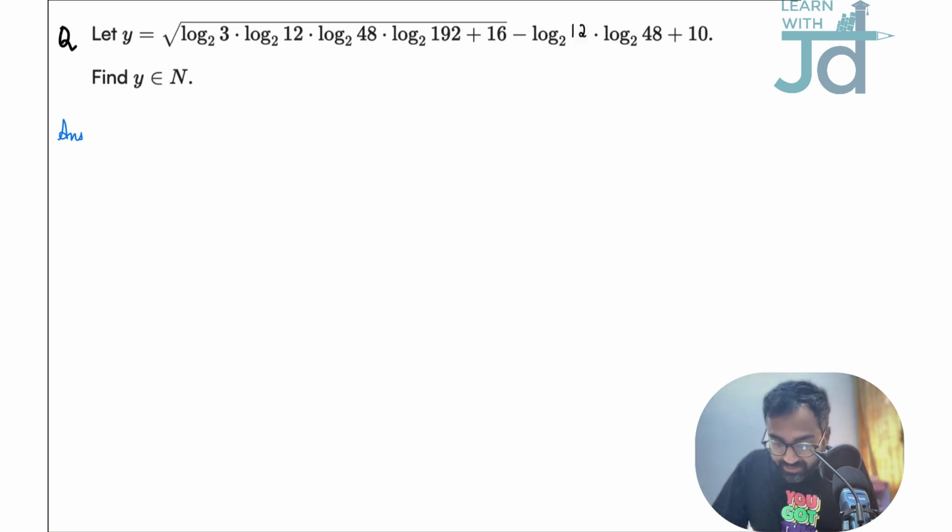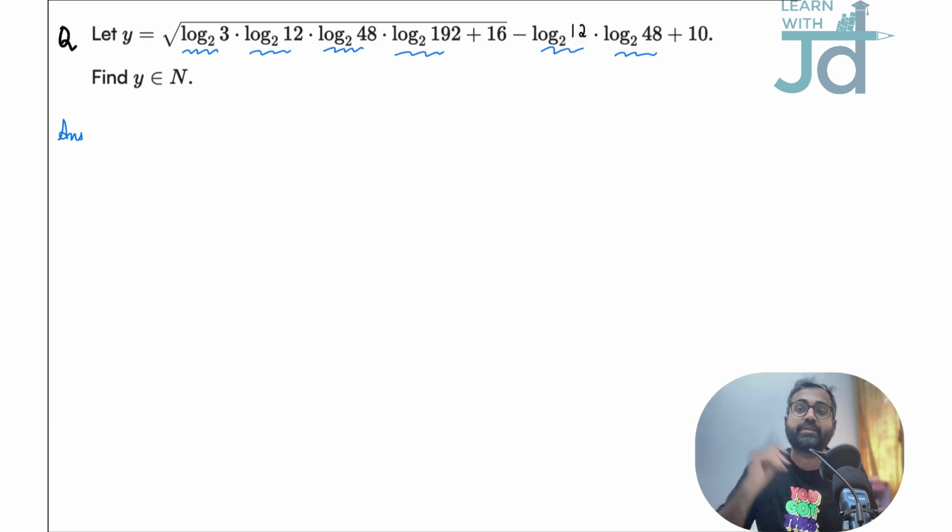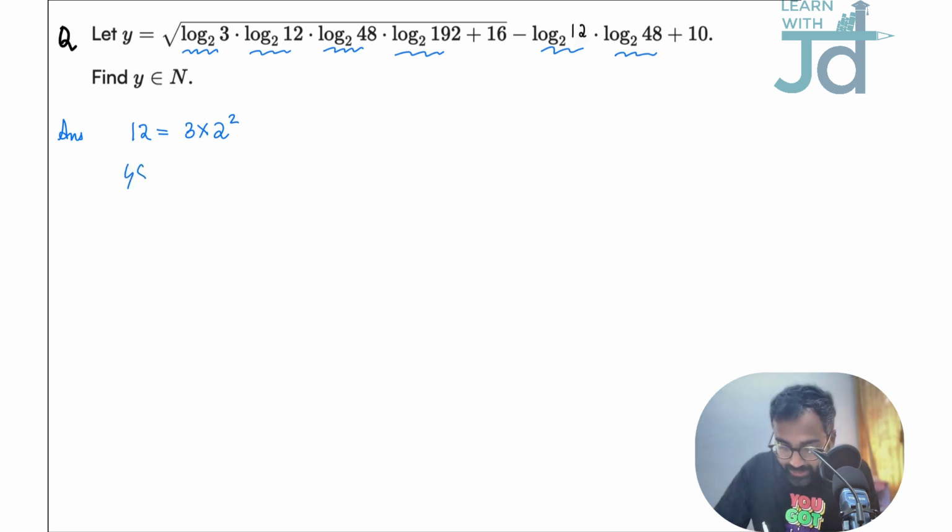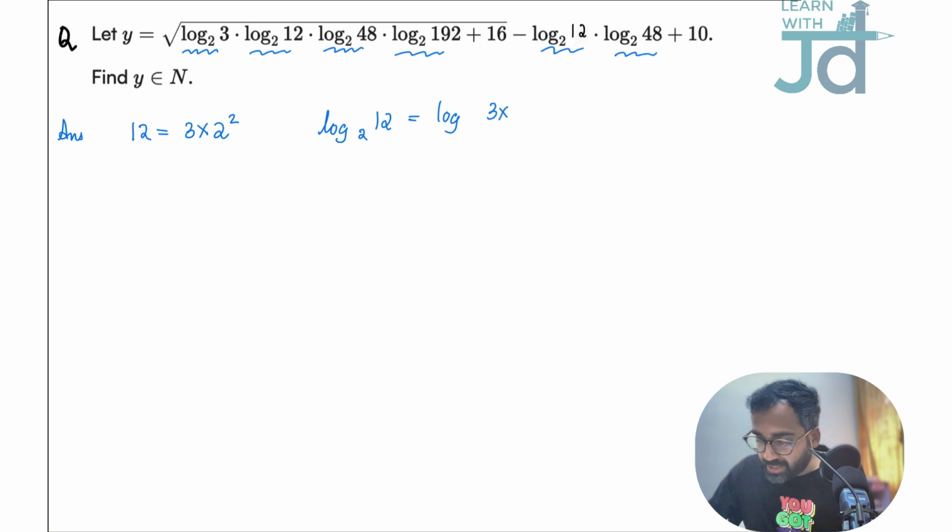So here if you observe, every log is to the base of 2. So this whole game is of log to the base 2, right? So let us first simplify. I see 12, it is 3 into 2 squared. I'm making it into prime factors. So log 12 to the base 2 will be log of 3 into 2 squared to the base 2.